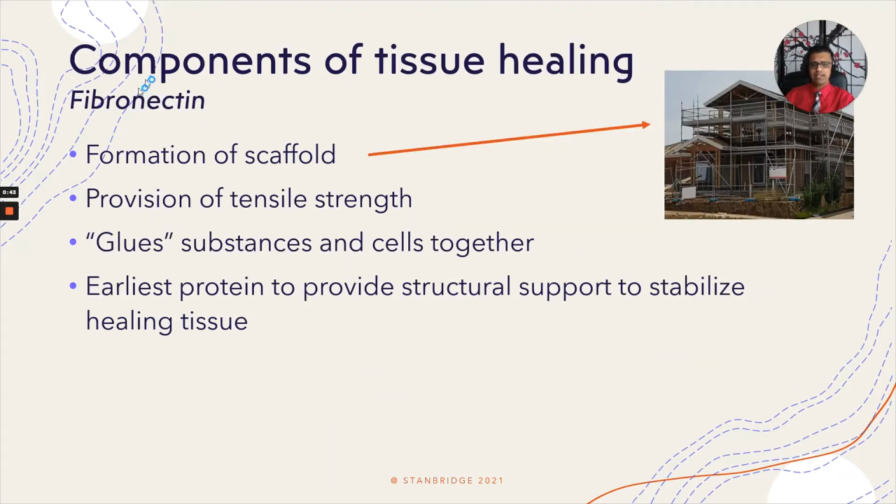Now, fibronectin, which is a component of tissue healing, forms this scaffolding, right? It provides tensile strength and glues cells together. That's like when the fibronectin is coming together and then you tear it again, for example in the next day or so if you bend your finger or wrist back too much. This is that protective stage where you have to be careful, and you don't want aggressive range of motion during this time. It's the earliest protein to provide structural support to stabilize the healing tissue.